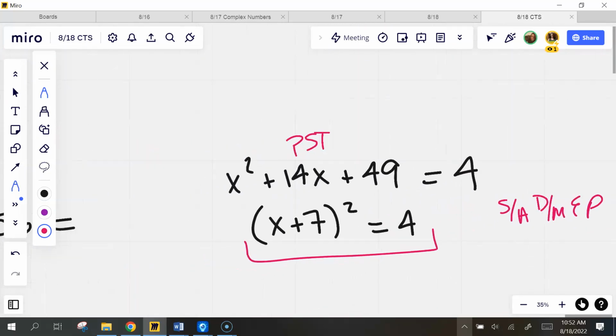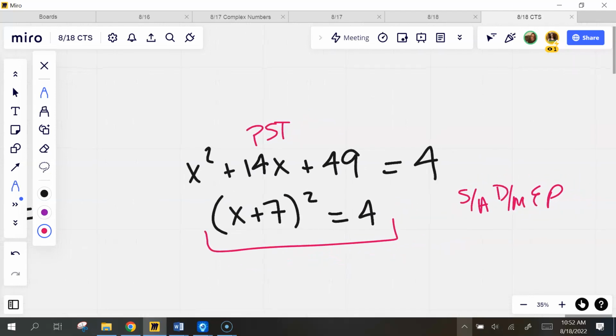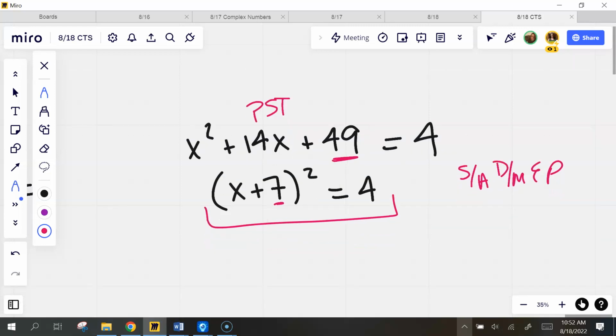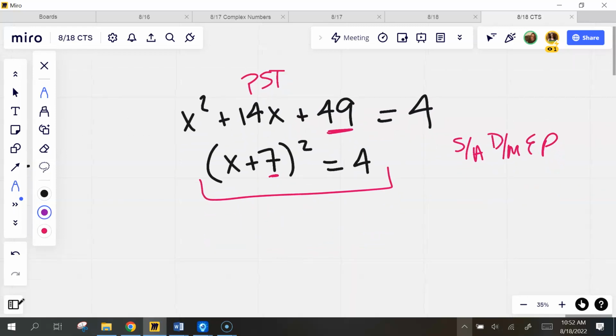If the ends are perfect squares, can you multiply something by itself to get x squared? x. Can you multiply something to get 49? Is the second sign a plus? Is the middle term double the product of the square roots of the ends? Okay, then yes, it's a perfect square trinomial, and it factors very easily. From here, what's the square root of 4? That's half the answer.